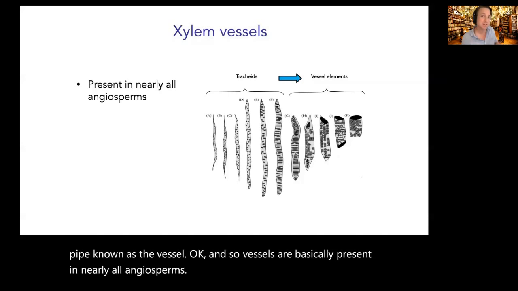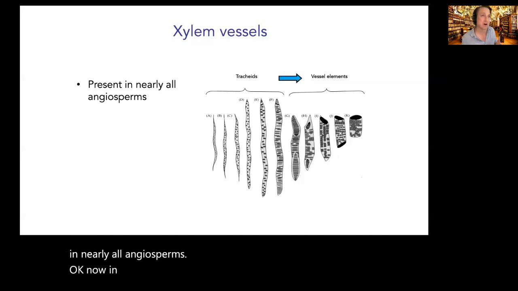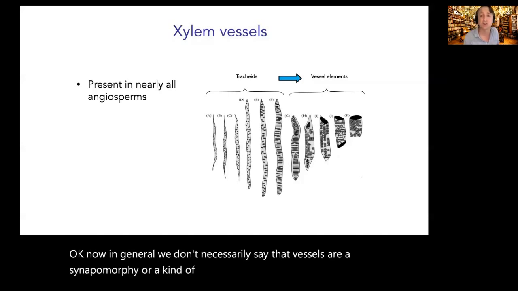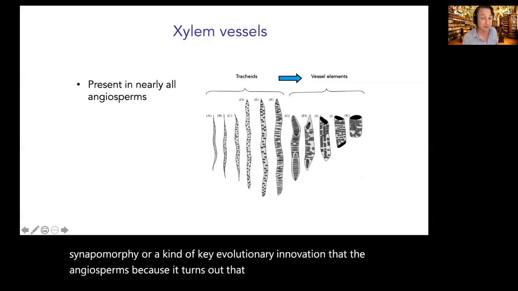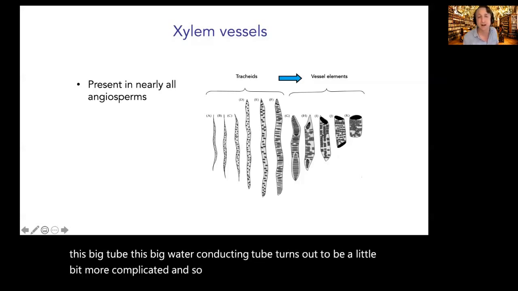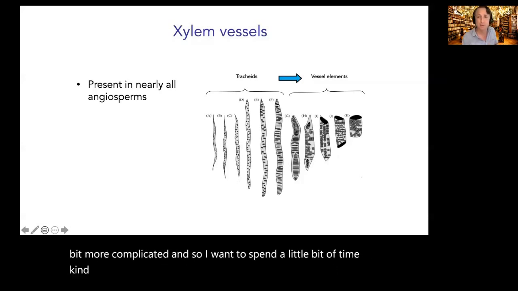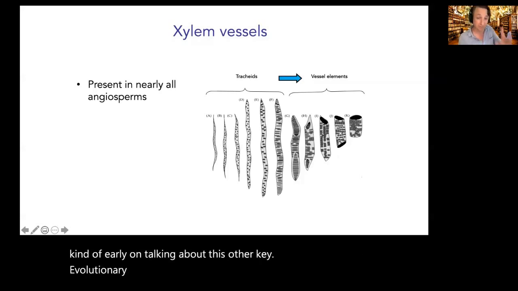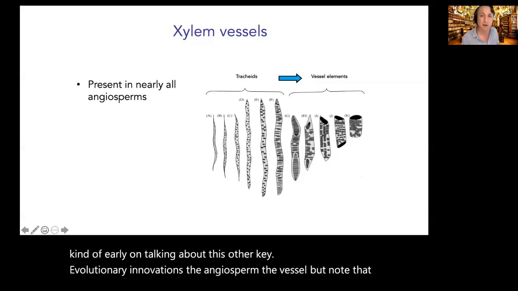Now, in general, we don't necessarily say that vessels are a synapomorphy or a key evolutionary innovation of the angiosperms, because it turns out that the evolution of the vessel, this big water conducting tube, is a little bit more complicated. And so I want to spend a little bit of time early on talking about this other key evolutionary innovation of the angiosperm, the vessel, but note that it's a little bit more complicated in terms of the evolutionary history.